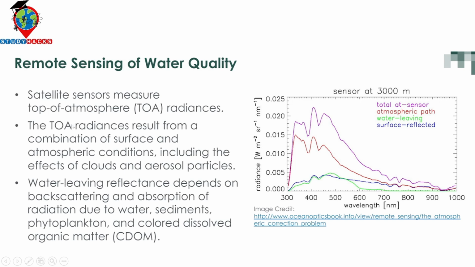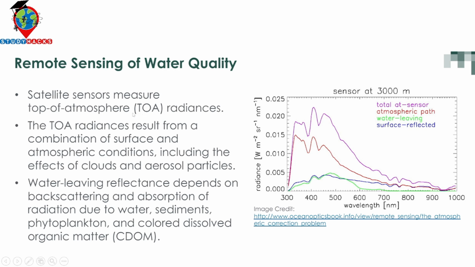Top of atmosphere radiance results from a combination of surface and atmospheric conditions, including the effect of clouds and aerosol particles. Basically, that is one characteristic of top of atmosphere radiance. And mainly water-leaving reflectance depends on the backscattering and absorption of radiation due to the water, sediment, phytoplankton, and colored dissolved organic matter. So that's the main reason to use the top of atmosphere sensor.